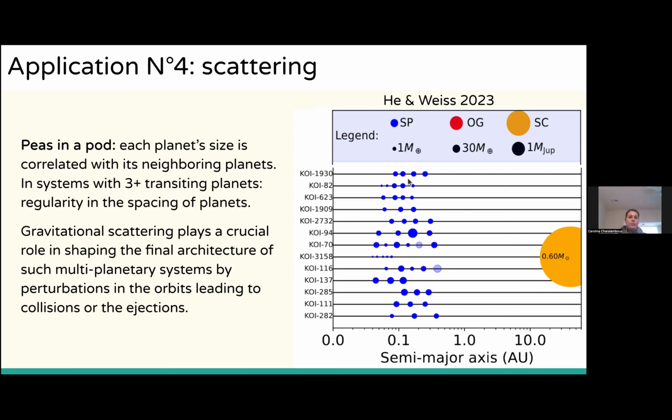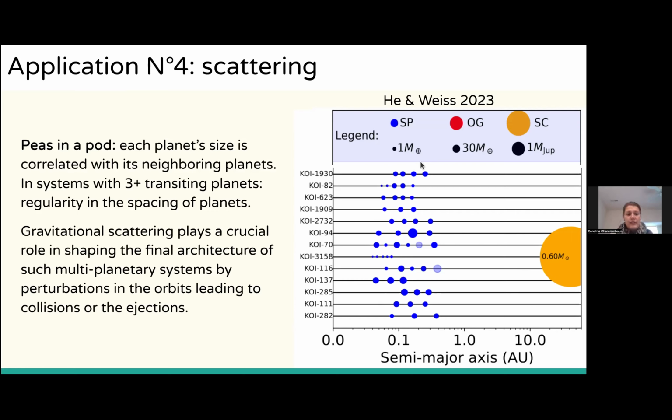And if you have more than two planets in the system, there is a regularity in the spacing, in the distance of the planets. So here you can see, for example, this first system, that it's evenly spaced, and the size of the circles represents the size of the planet. And you can see that they are more or less the same, and more or less evenly spaced. And you can see this in almost all of these systems. And so if we have a system that is not following this pattern, we can ask ourselves what happened to that system.